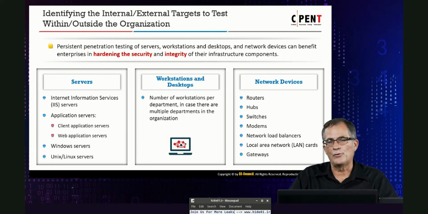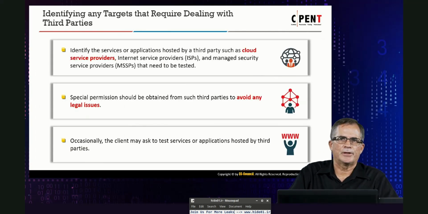And moreover, we want to identify if any of the things we're testing are not provided by our client. Because if they are, we have to get written authorization and permission to test those, because we can only test what the client has authorization to give us permission to test. Very important.